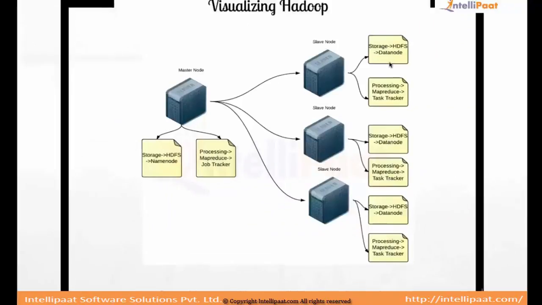Now, if you dive a little deeper, Hadoop is nothing but a master-slave configuration. On the master node, you have two components, storage and processing. And on the slave node also you have storage and processing. The component that takes care of storage on the master node is called the name node, and on the slave node it is called the data node. The one that takes care of processing on the master node is called the job tracker, and on the slave node it is called the task tracker. These are the four most important daemons.